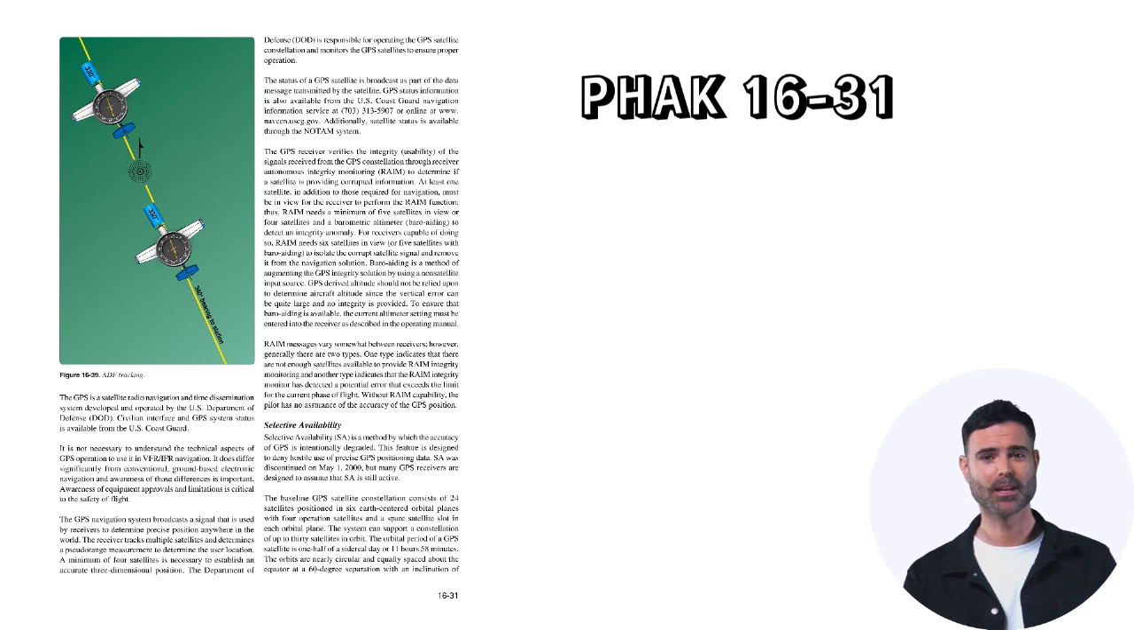The GPS navigation system broadcasts a signal that is used by receivers to determine precise position anywhere in the world. The receiver tracks multiple satellites and determines a pseudo-range measurement to determine the user location. A minimum of 4 satellites is necessary to establish an accurate three-dimensional position. The Department of Defense (DoD) is responsible for operating the GPS satellite constellation and monitors the GPS satellites to ensure proper operation. The status of a GPS satellite is broadcast as part of the data message transmitted by the satellite.